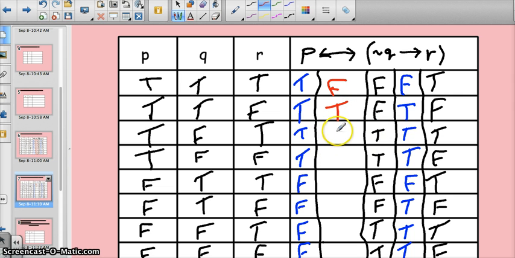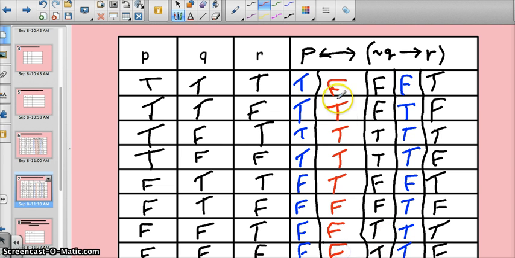Both true. Also both true. And even both false works, because again, the biconditional works if they match, if they're both the same truth value. Here they are not both the same truth value. That would be false. This one would be false. And if you're looking at the last one, make a judgment real quick. They're not the same truth value. They would also be false.